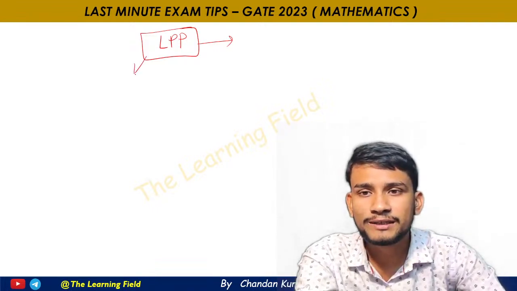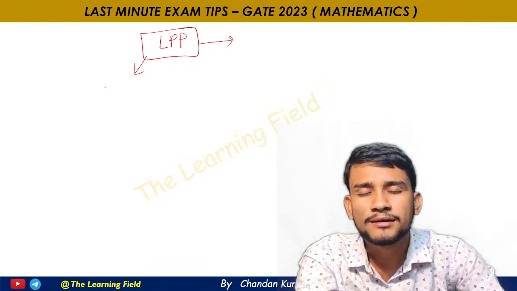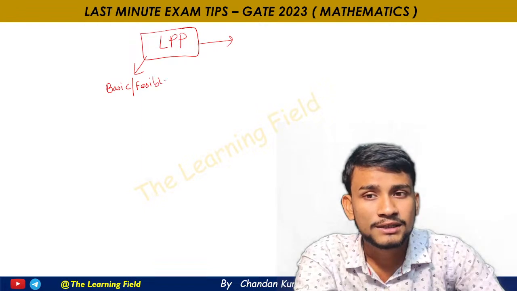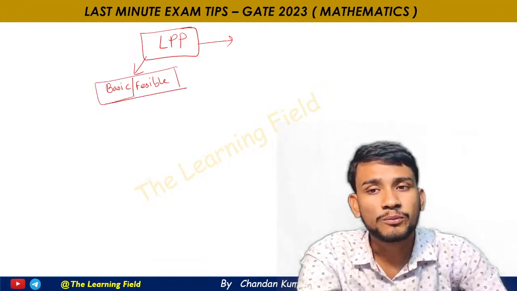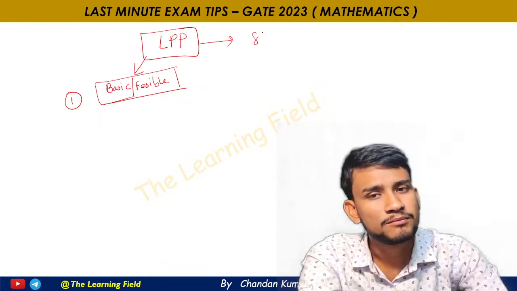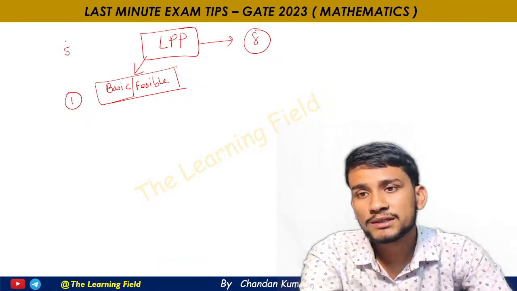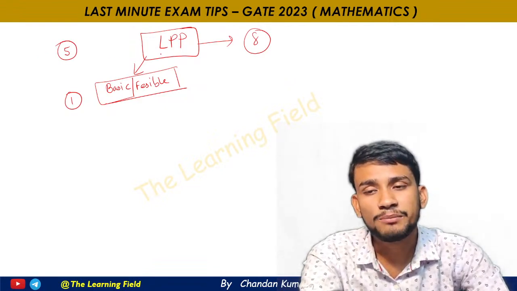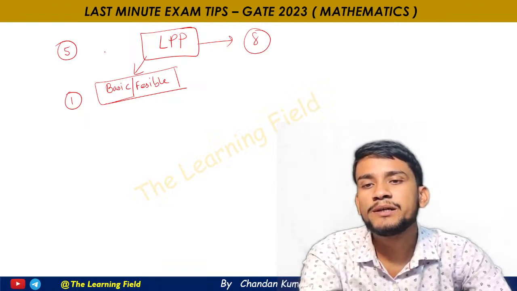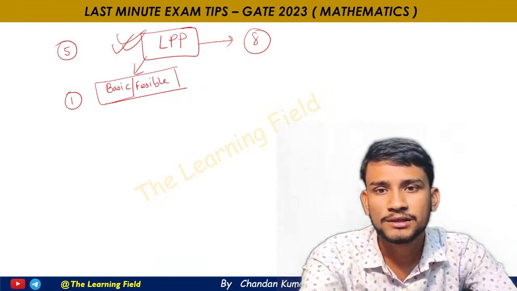In the LPP lecture series, one question must come from the chapter on definitions and basic solutions. Basic solutions, feasible solutions, in these chapters, one question must come, and here you can get 8 marks in the exam paper, and you can solve 5 marks easily from LPP if you prepare LPP very well. This is the topic where you can gain marks.